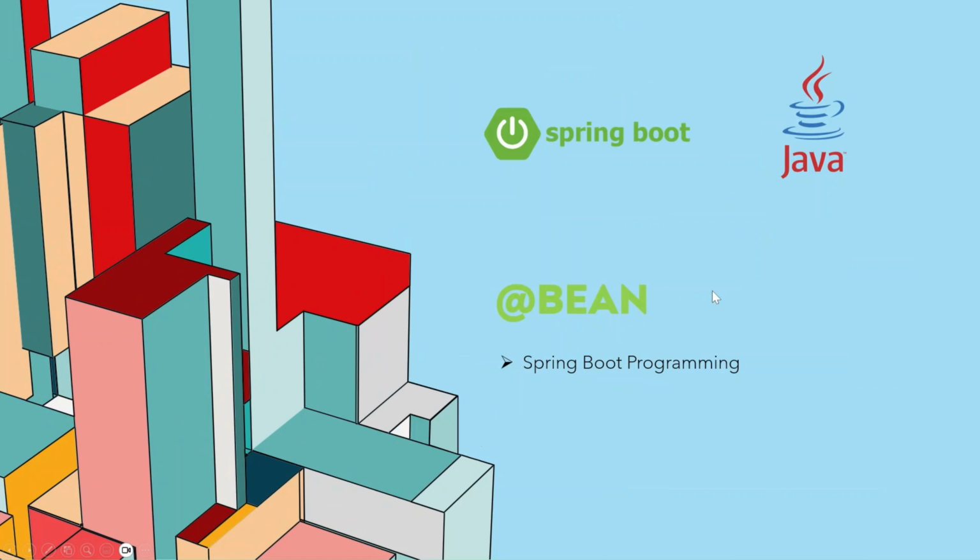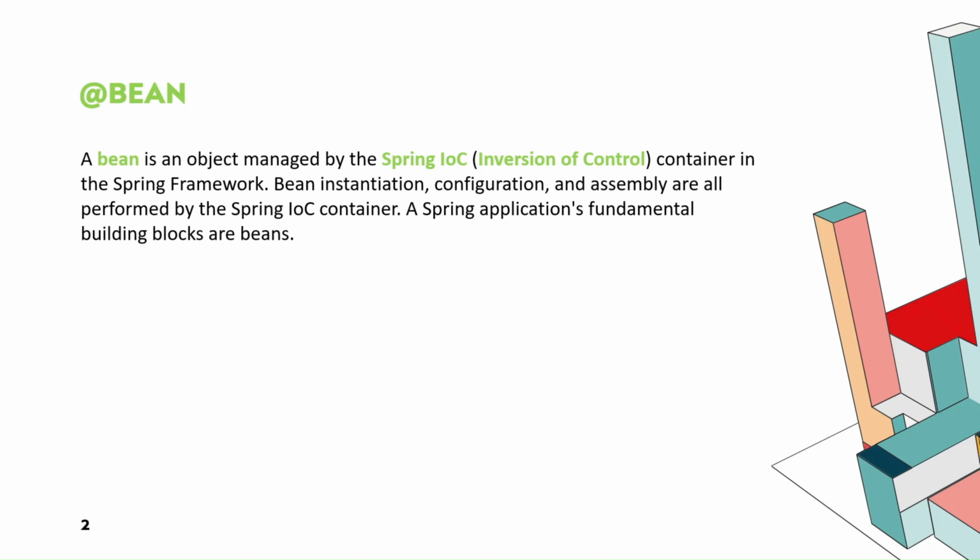Good morning. Today we are going to discuss the @Bean annotation from Spring Boot. The definition is: a bean is an object managed by the Spring IOC container. In the Spring framework, bean instantiation, configuration, and assembly are all performed by the Spring framework or IOC container.